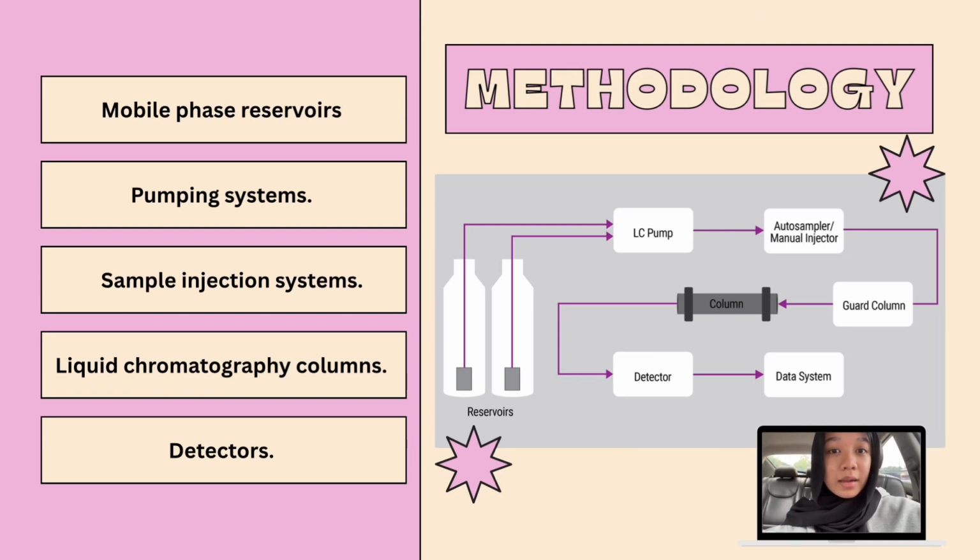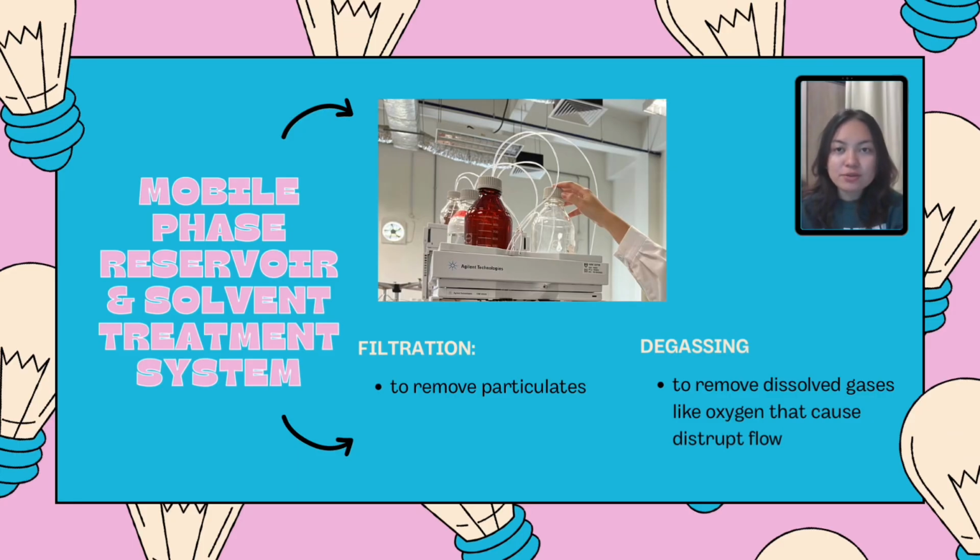HPLC is widely used as an analytical technique for separating, identifying, and quantifying compounds in a mixture, and this is the methodology of HPLC. Mobile phase reservoir and solvent treatment system. The mobile phase reservoir contains mobile phase solvents with different polarities such as water, methanol, and acetonitrile. The capacity of the reservoir is from 200 to 1000 ml. It is constructed of glass or stainless steel and contains an exit port open to air. Each reservoir is usually fitted with a gas diffuser, through which helium can be bubbled.